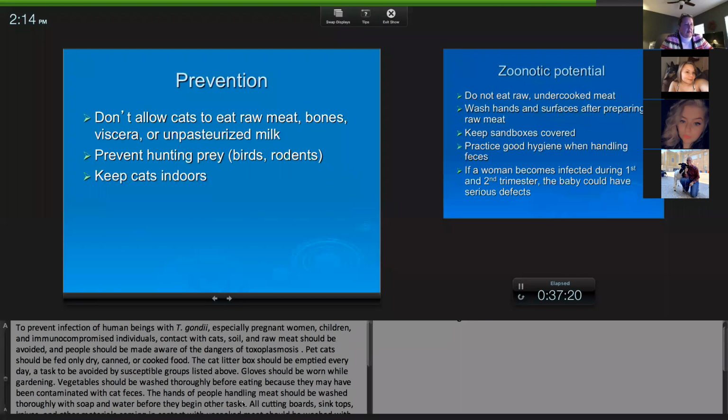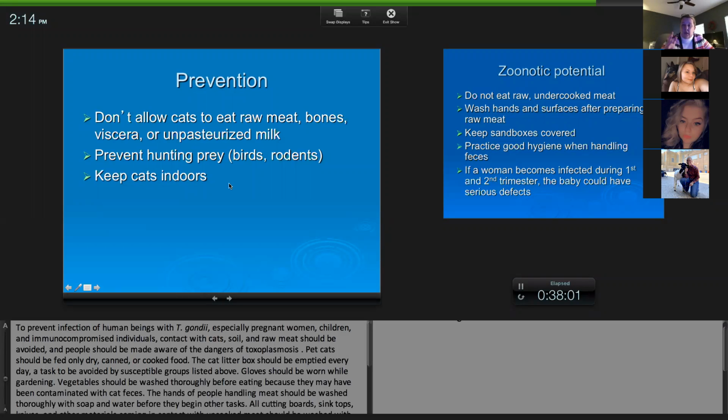The best way to think about this is, how do you prevent it? And number one, try to not allow cats to eat raw meat, bones, viscera. Viscera are organs. I can tell you, I have indoor cats. I don't have unpasteurized milk, but if they live on a farm and they drink the milk, sometimes they're milking cows, and they'll give the cat some milk directly out of the cow. It's not pasteurized. It's not been treated yet. So, obviously if they're an outdoor cat, ding, ding, ding, keep your cat indoors.